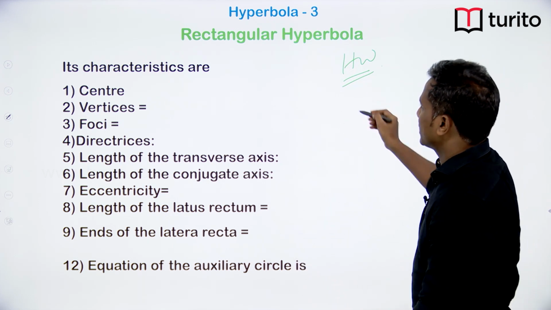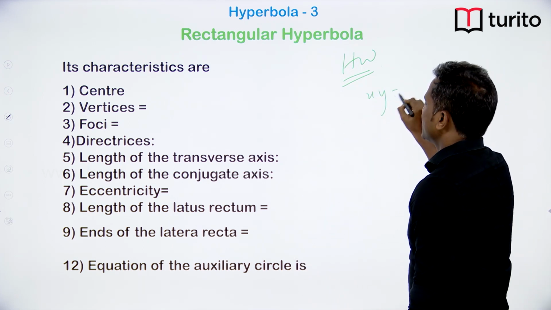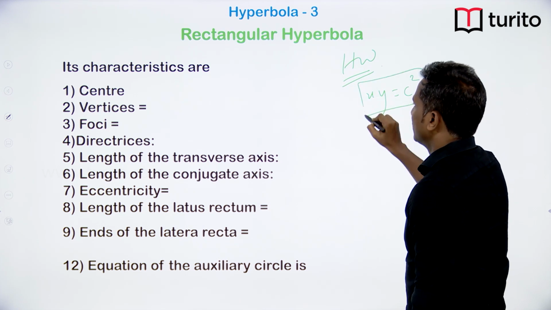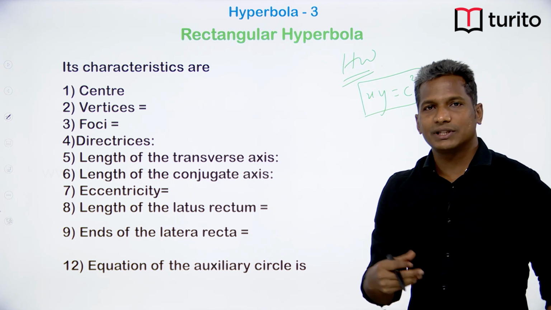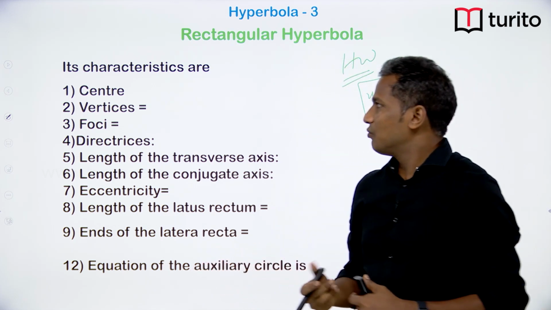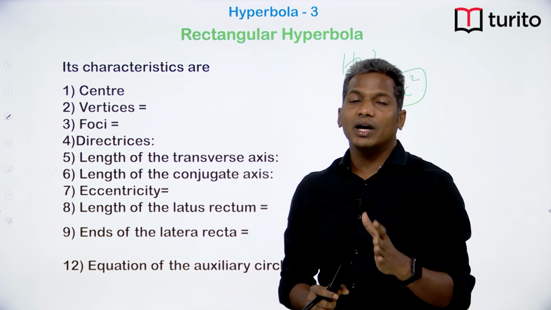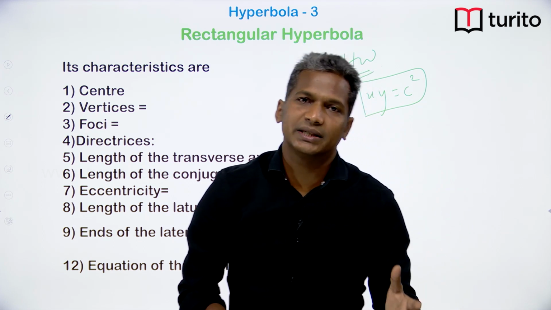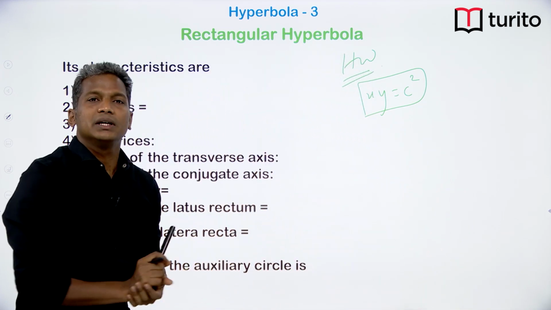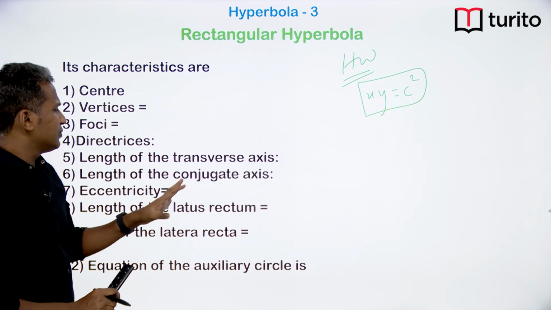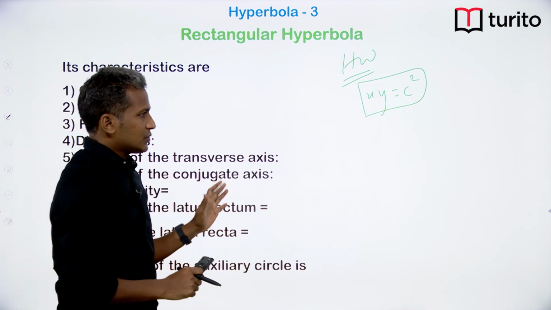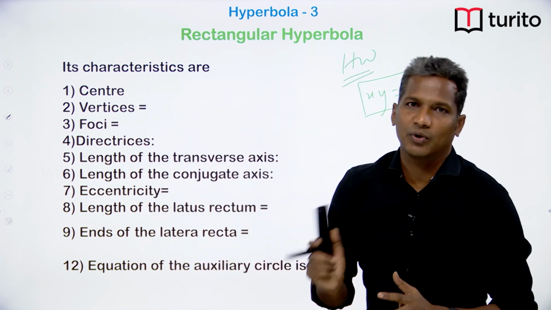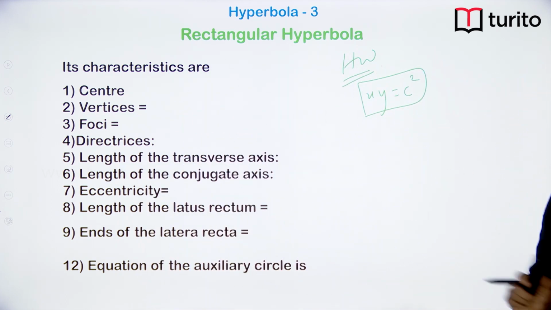So, for the curve x y equal to c square, what is the center? Of course, the center is the origin only. What are the vertices? What are the foci? What are the equations of directrices, ends of latera recta? All of them you have to calculate by the next lecture and come. Okay. So, I hope you will enjoy this problem. Okay. So, come on, take a snapshot of this.